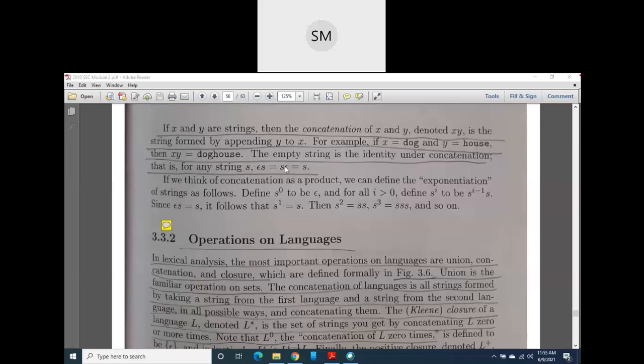And here the empty string is also very important. It plays a very important role because the empty string is the identity under concatenation. It means that if any string s is there, then the concatenation of s with the empty string, or the concatenation of the empty string with s, again gives us the original string s. So the empty string is always present in every string, remember.